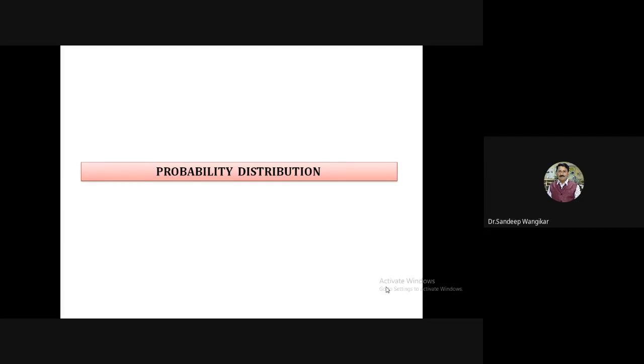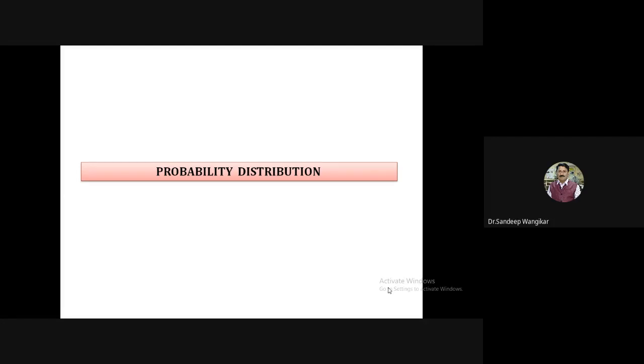Today we will discuss probability distribution. Then, what are the design and normal tolerances in this probability concept? And then again, what is the normal curve? How to calculate the area, or what is the basis for calculating the area under the normal curve?